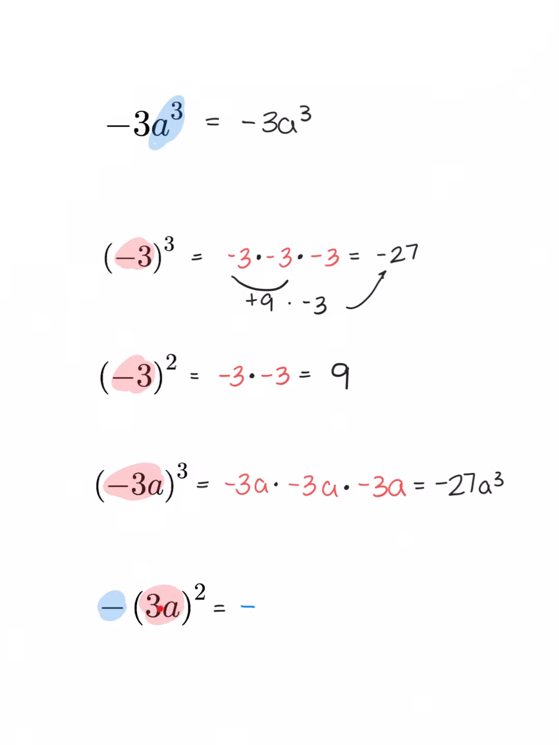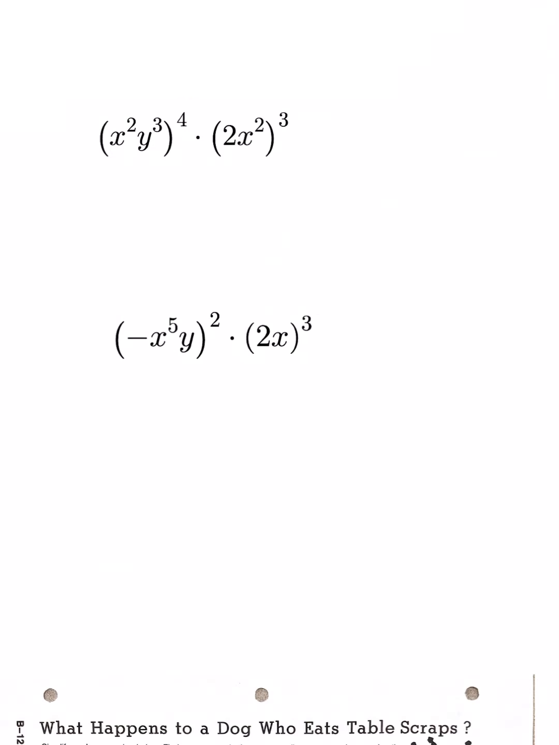The 3a together is affected by this exponent, and we need to write down this 3a 2 times and multiply it together. 3a times 3a. Altogether, our final answer would keep that negative out front and not do anything special with it, and 3a times 3a would be 9a squared.